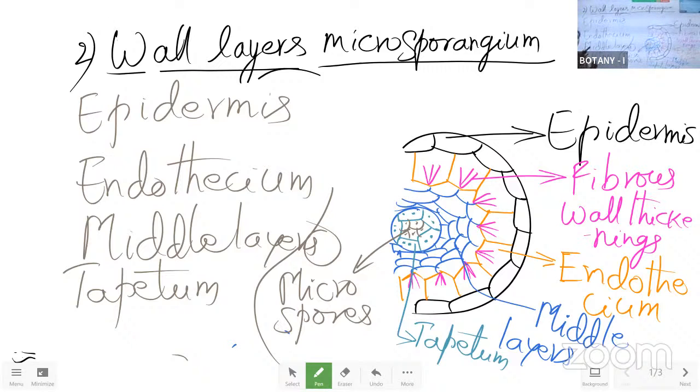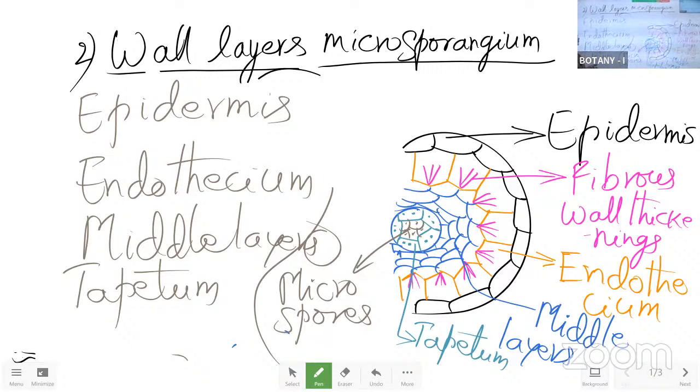Otherwise, it will be a big problem for you when you are going for the second year long answers in botany, where we will check the grammar. Everything we will see. Okay. The third wall layer is the middle layers. Middle layers are present below the endothecium, are having 2 to 7 layers, and all these are simple parenchymatous rectangular shaped cells placed without intercellular spaces.